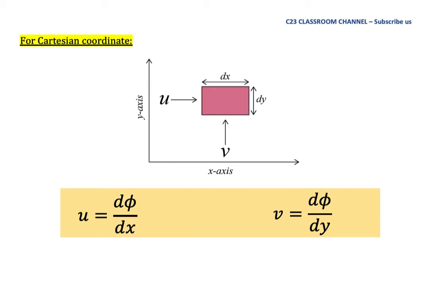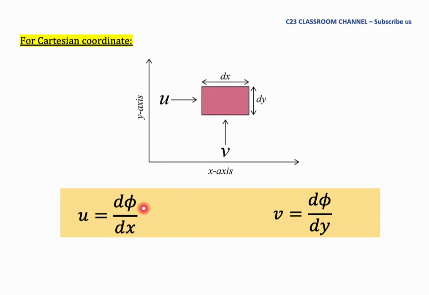So now we are going to write an equation for phi for Cartesian coordinates. What you need to do is draw a diagram like this. So this is the x-axis and this is the y-axis. So we have a rectangular element here. The width here is dy and the length here is dx. So this is the velocity in the x direction and this is the component velocity in the y direction.